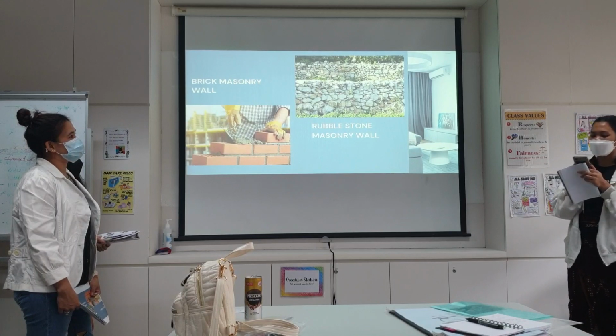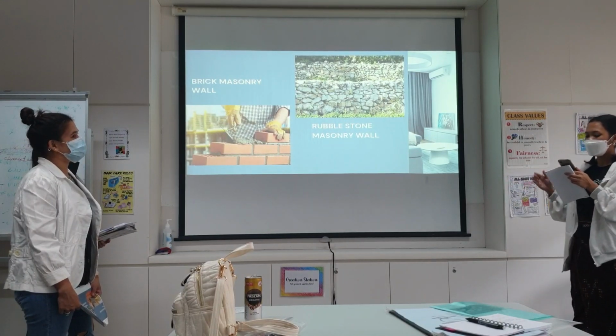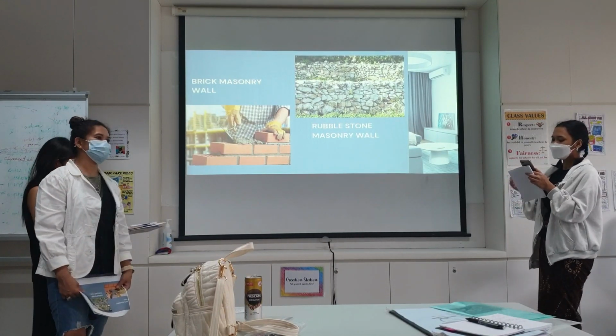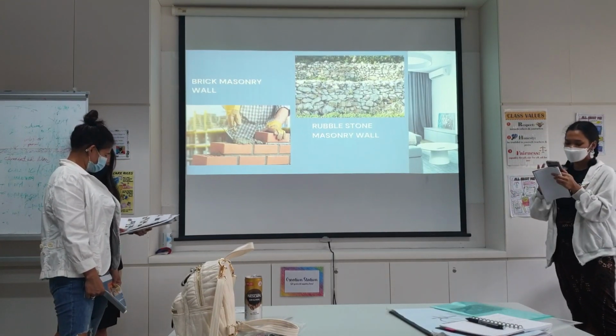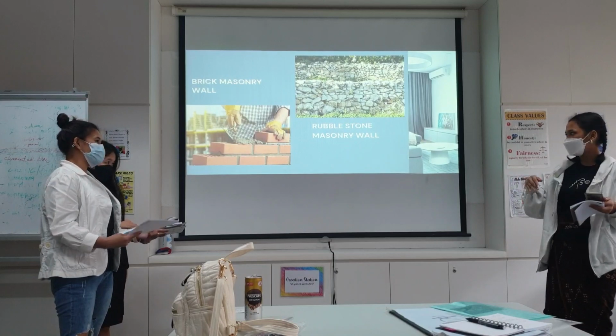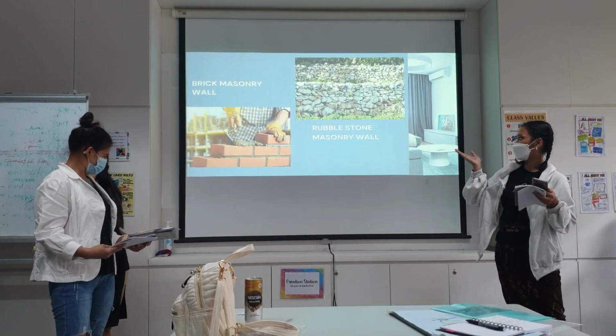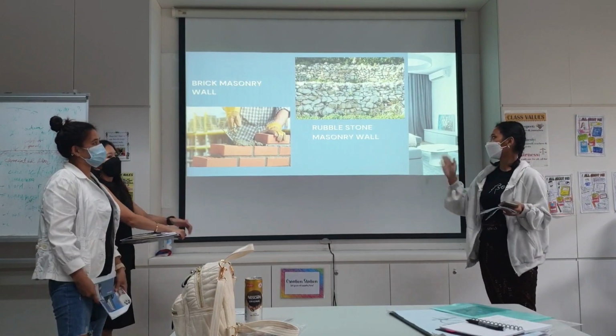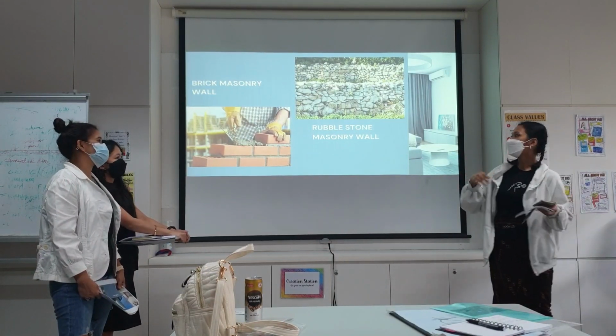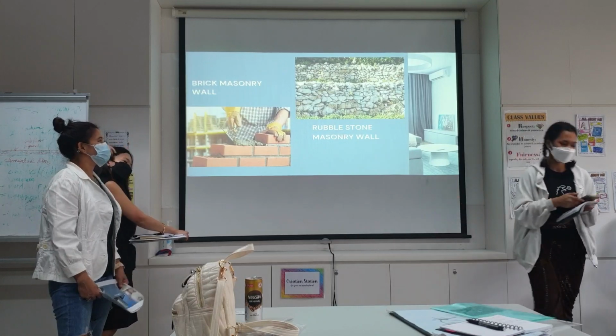And also rubble stone masonry wall. While constructing rubble stone masonry wall, more or less large stones are arranged together and bound in such a way that the stones and the regular placement of stone accentuate the thickness of the wall. In villages, most people build their houses using the rubble stone masonry wall. But in the city, we're not using rubble stone masonry walls anymore. Mostly they use the brick masonry wall.